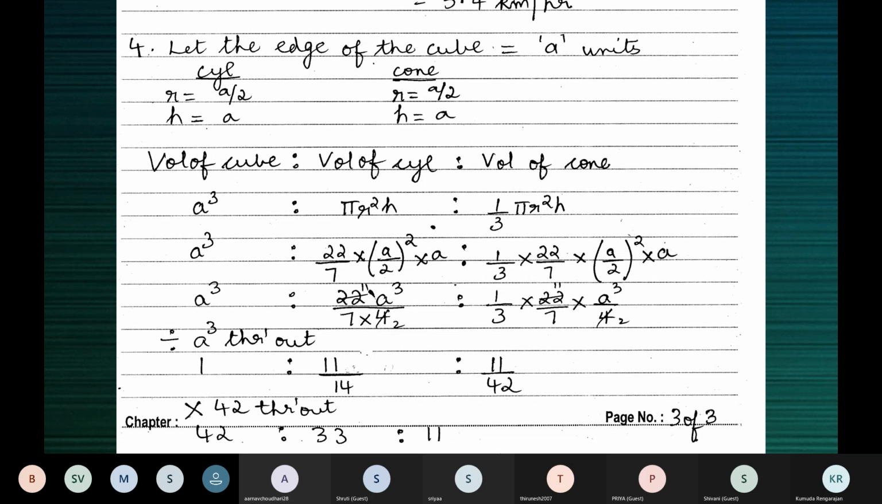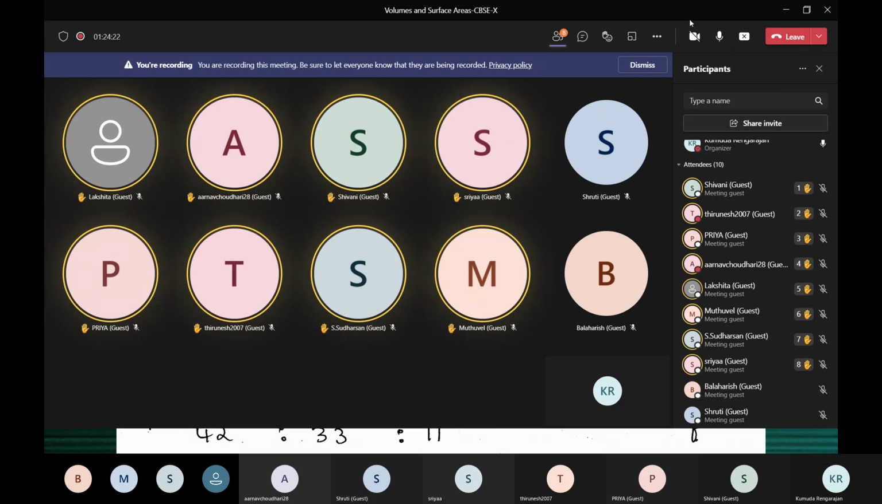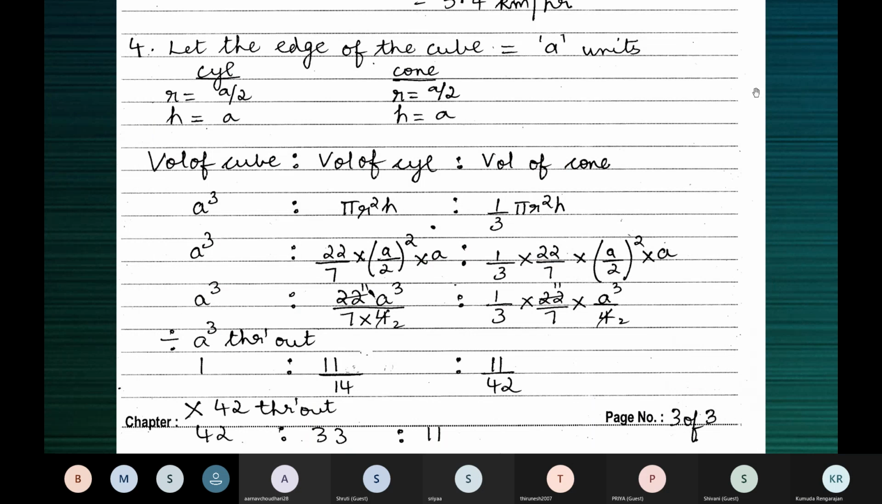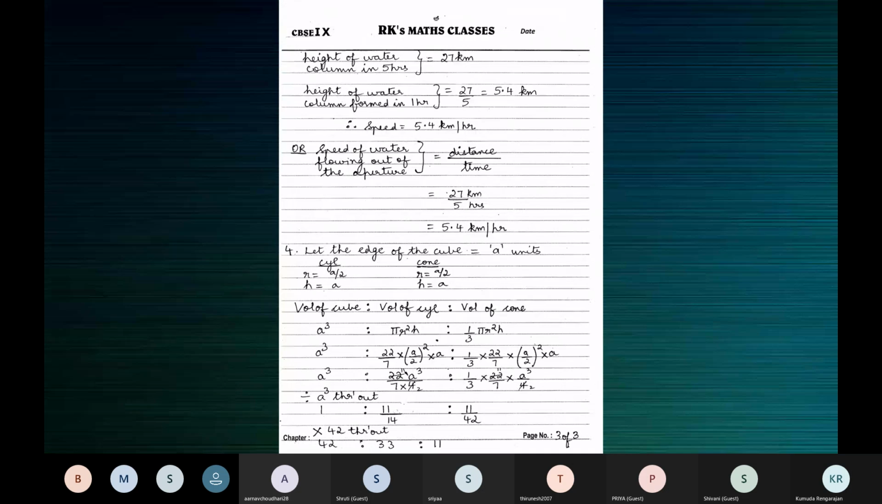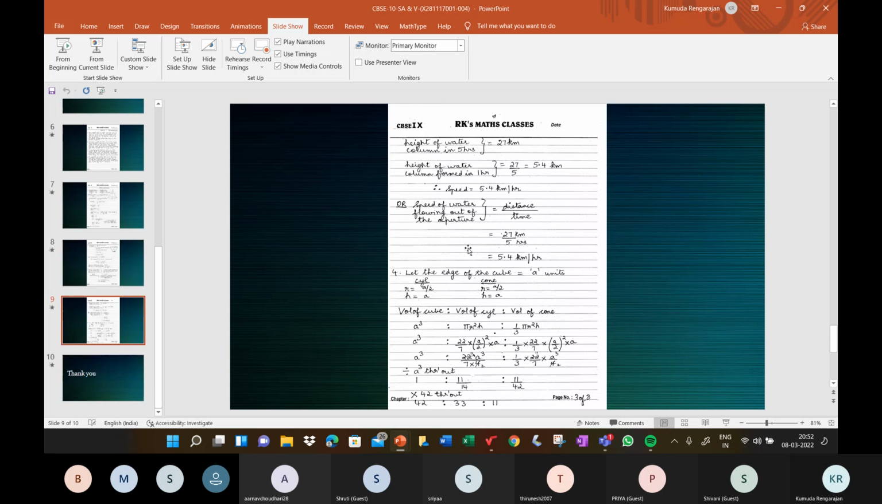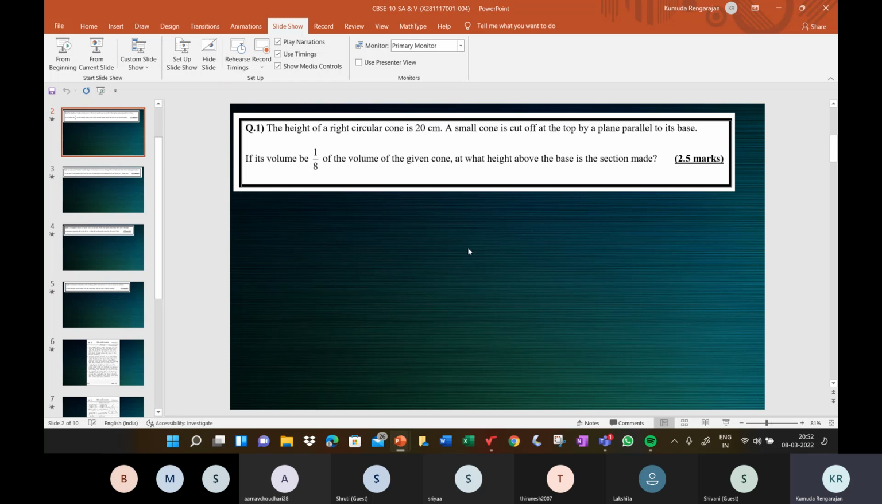Done, children? Is it over, children? Finish writing? Yes, ma'am. Okay. That's all we can do from this because the remaining we don't have. This is about frustum, this is also frustum.